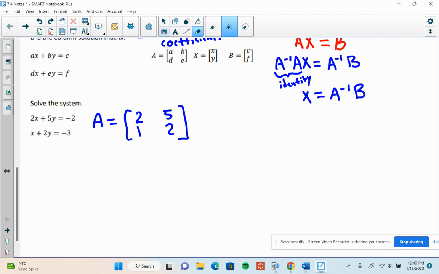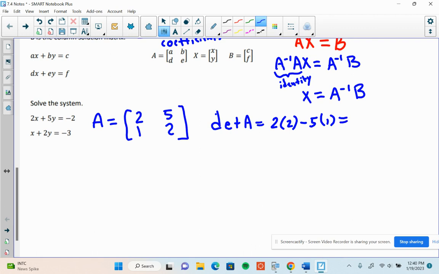So what we're going to do is calculate the determinant of matrix A, because I need the inverse of matrix A. So we'll calculate the determinant. So we're going to do 2 times 2 minus 1 times 5, or 5 times 1, same thing, right? So we have 4 minus 5, which is negative 1.